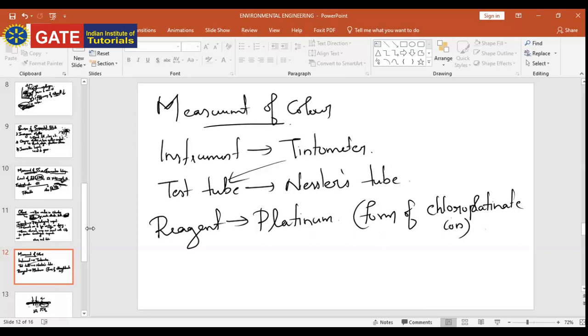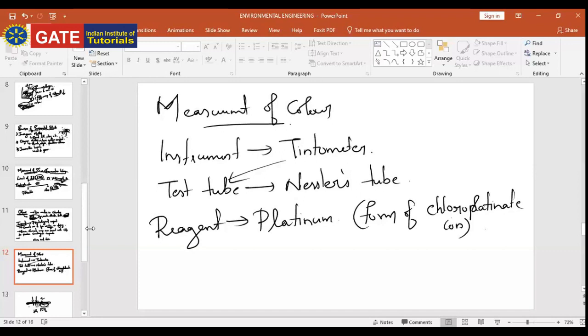So you should be very careful with the question. Sometimes the question will be asked, what is the reagent used in measurement of color? In the options, you will have either platinum or chloroplatinate ion. Both of them won't be given together, but if it is given, you have to go for chloroplatinate ion. Got it? That is the actual form in which platinum is used.